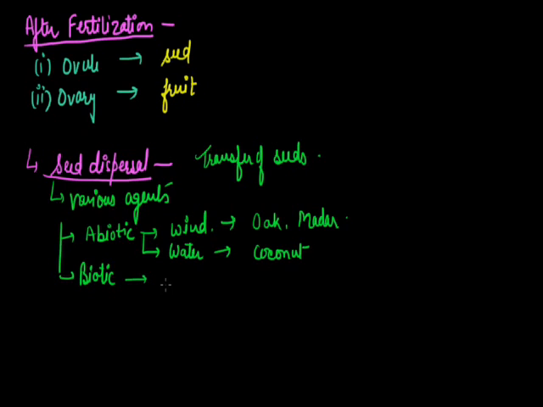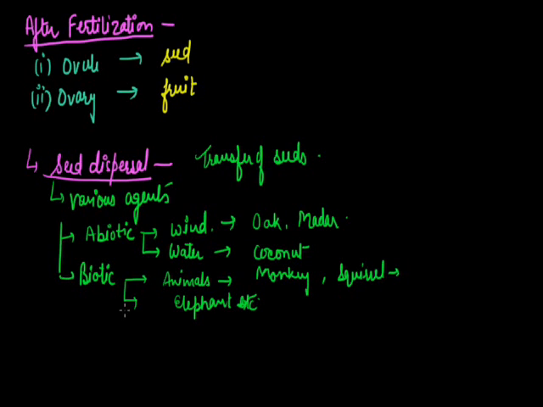In the case of biotic components, we can include animals, various animals like monkey, squirrel. These are responsible for spreading seeds from one place to another. Some large animals like elephants are also responsible for dispersal of seeds. By the dispersal mechanism, seeds can move from one place to another. This reduces the competition among plants which belong to the same species.